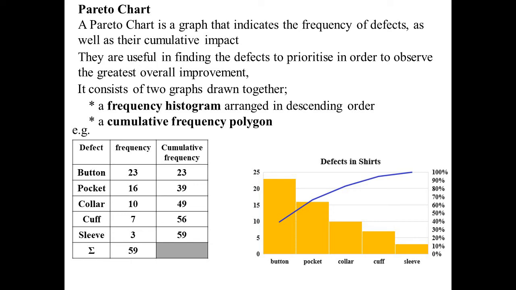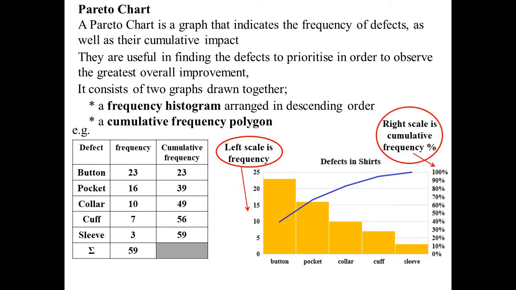But then we've also got the cumulative frequency polygon. Now, there's different scales. On the left is frequency, so that's for our histogram here. But on the right-hand side is the cumulative frequency percentage, and that's for our blue line there. And that's what we call a Pareto chart.